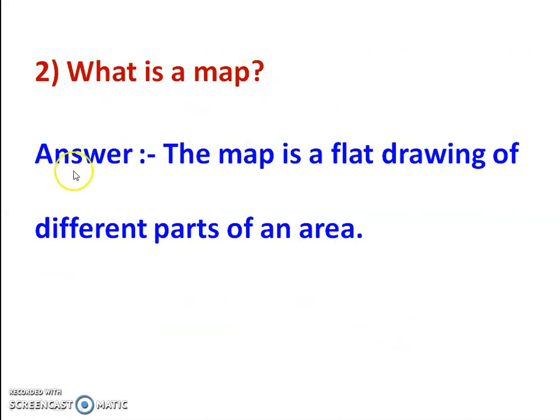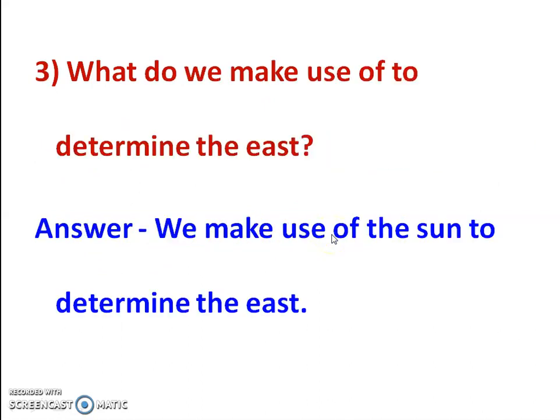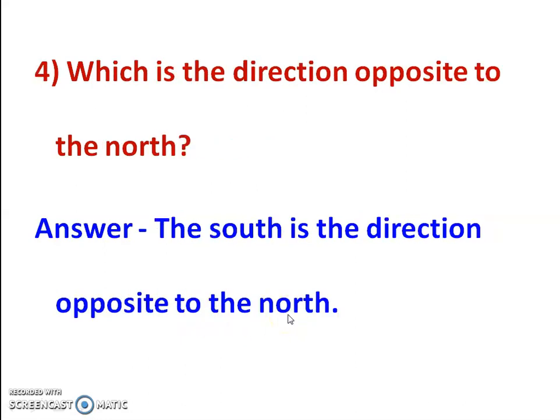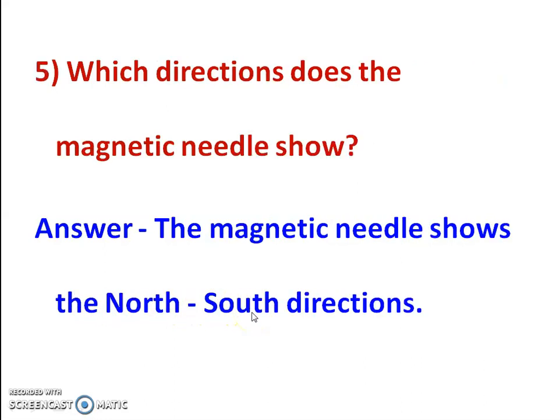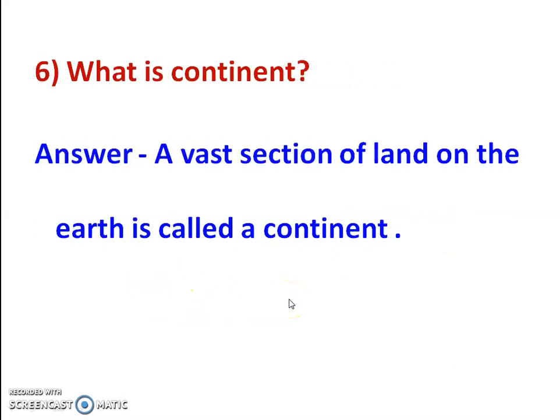Question number 2. What is a map? Answer: the map is a flat drawing of different parts of an area. Number 3. What do we make use of to determine the east? Answer: we make use of the sun to determine the east. Number 4. Which is the direction opposite to the north? The south is the direction opposite to the north. Number 5. Which direction does the magnetic needle show? Answer: the magnetic needle shows the north and south directions.